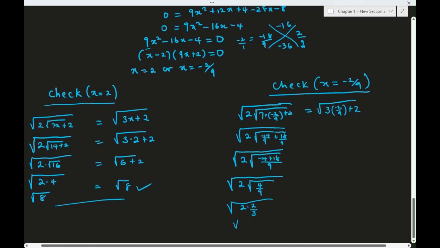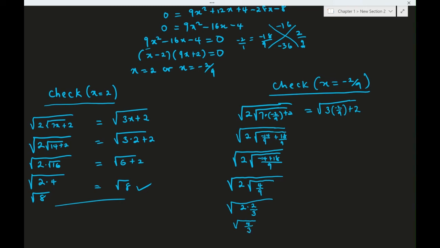So from the left-hand side, we will have 4 over 3. Now let's go to the right-hand side. The right-hand side is minus 3 times minus 2. This will be minus 6 over 9 plus 2. So the same thing, we can write this 2 as 18 over 9.